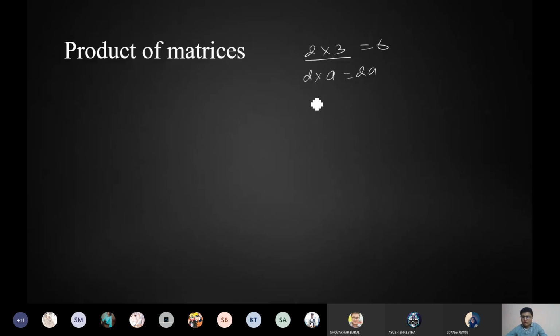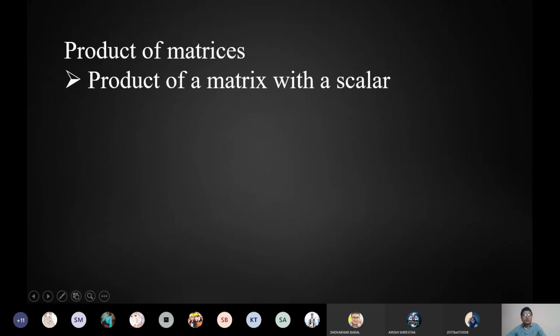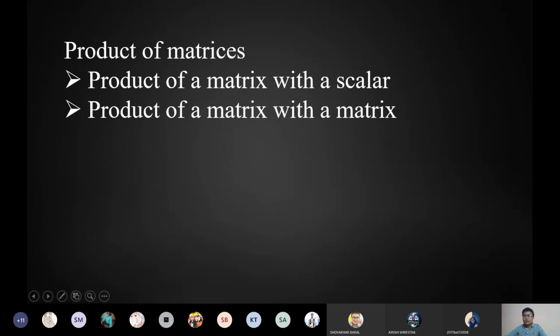Today we'll be reading this whole topic, product of matrices. I subdivided this topic into two parts. Number one is the product of a matrix with a scalar, and number two is the product of a matrix with a matrix.